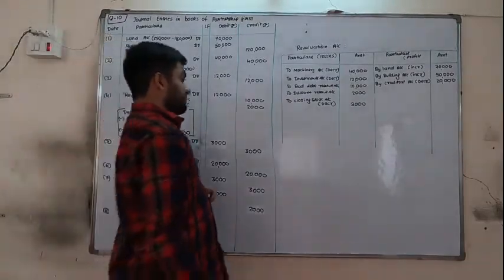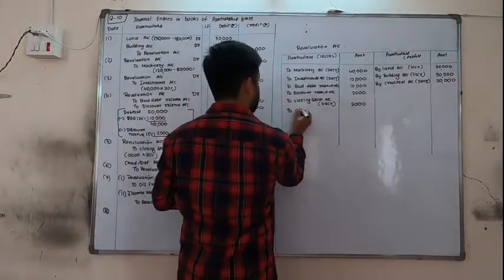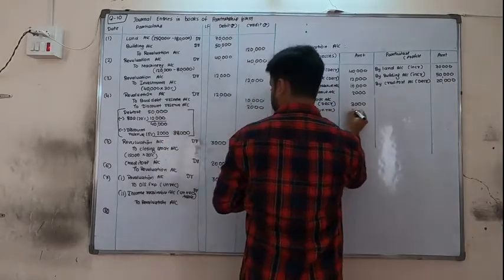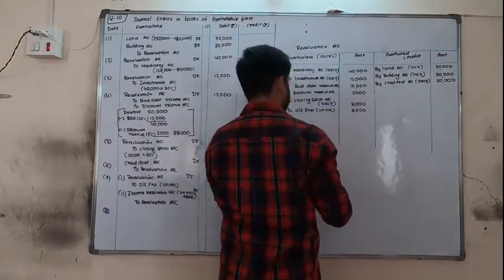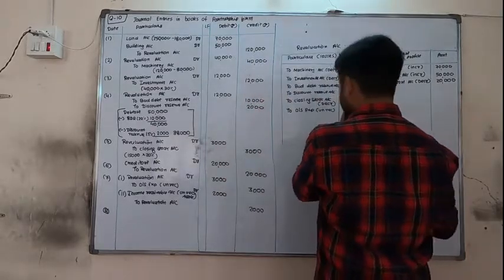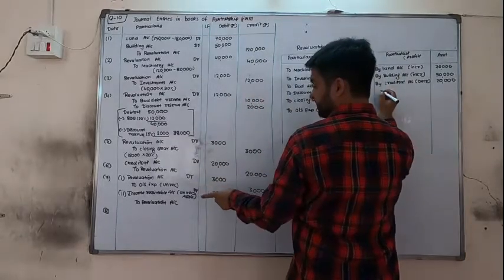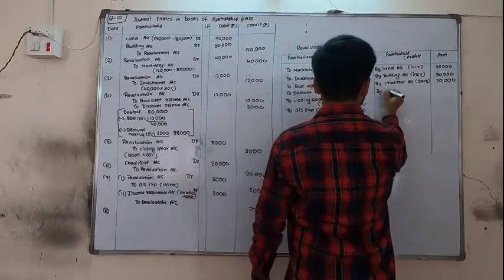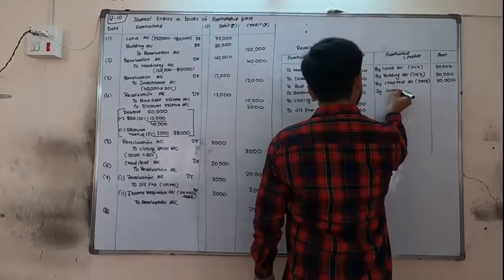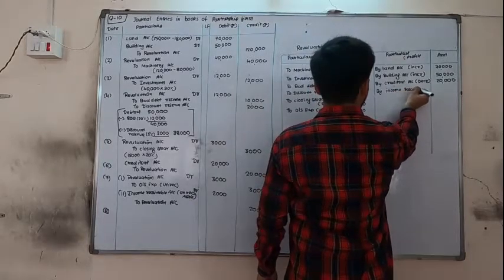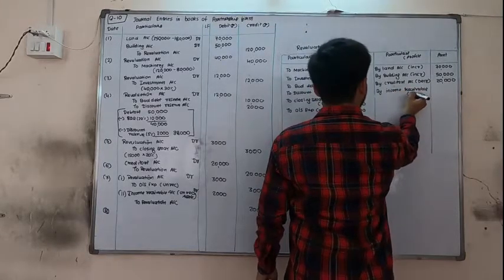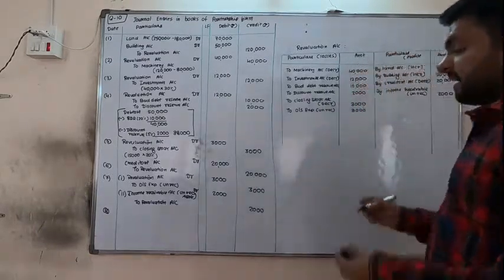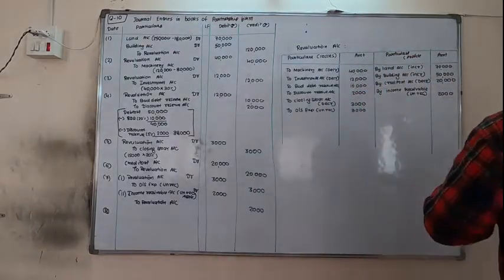Revaluation debit, outstanding expense credit. To outstanding expense (unrecorded), again 3,000. And income receivable credit, revaluation, income receivable debit, revaluation credit. So by income receivable (unrecorded), 2,000. Now we have to check whether debit is more or credit is more.